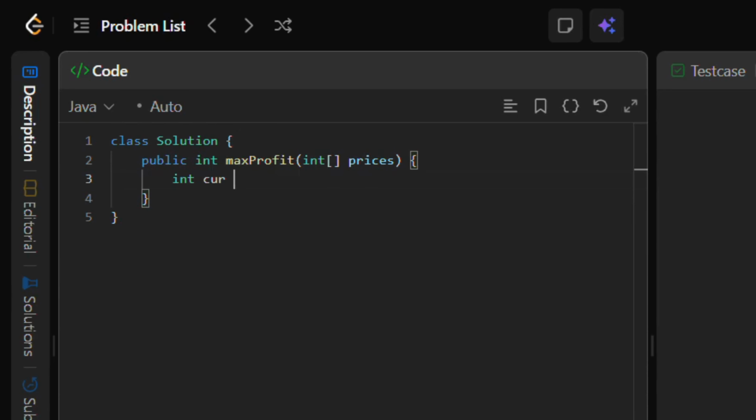Next, we set up two key variables. Cur tracks our current running profit streak. Best keeps the highest streak we have seen so far. Think of it like keeping a running score and remembering your all-time high.